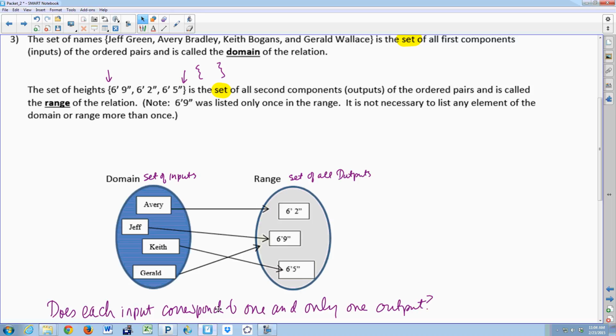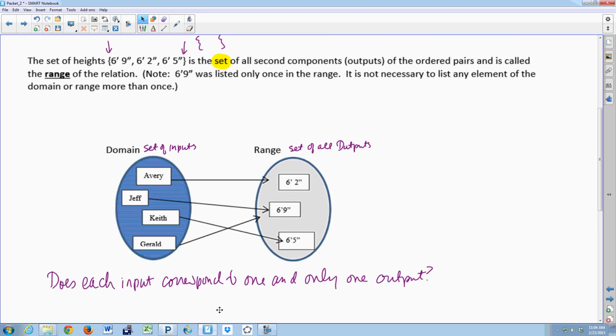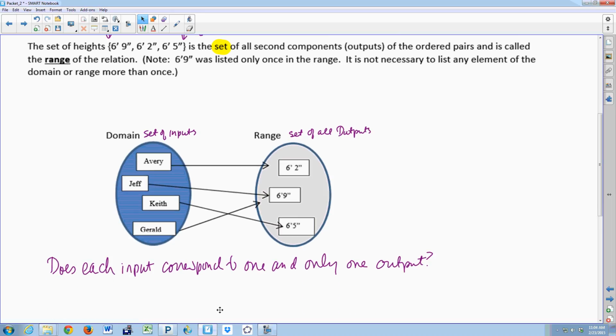So I hear a no. Do I hear a yes? No yeses? Okay, so I'm going to take each person's name and ask you how many heights does that person have. Here's Avery. Avery's an input. Does Avery go to one and only one output? His height, 6 feet 2 inches.